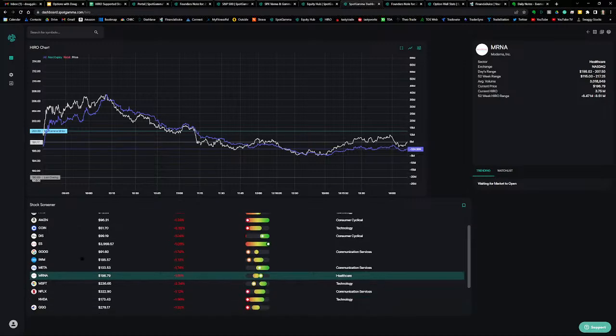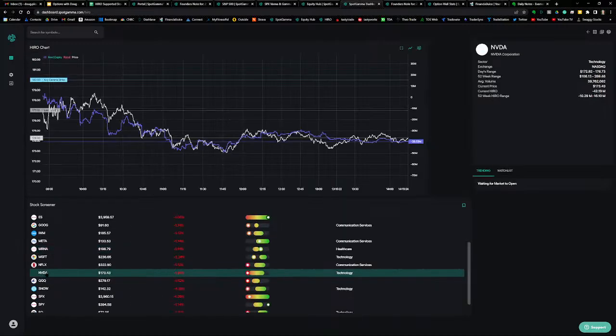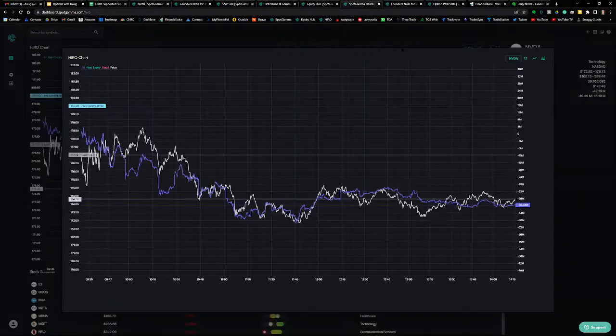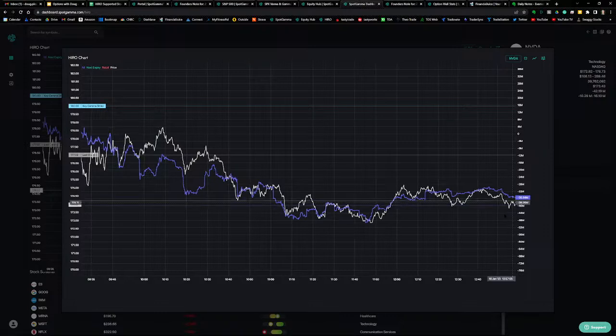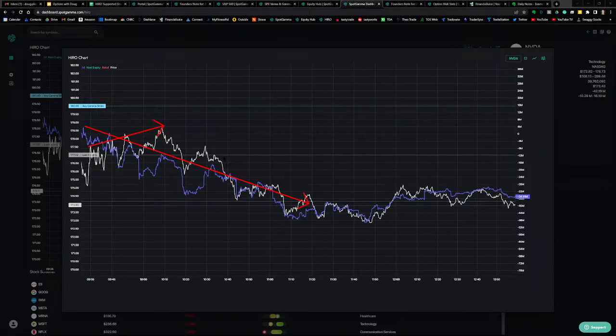And the next one that I want to look at is NVIDIA. This was a great setup. Zoom in on the morning a little bit and notice the divergence here. And first of all, let's look at the total line. That's the purple line showing combined calls and puts. Notice it's making lower highs as price is making higher highs, and then price starts to move lower. So a great divergence setup short here in NVIDIA.